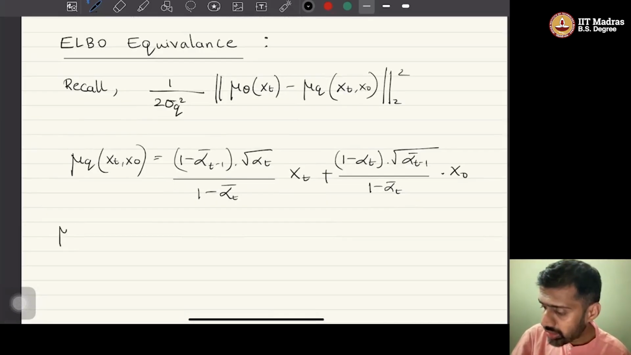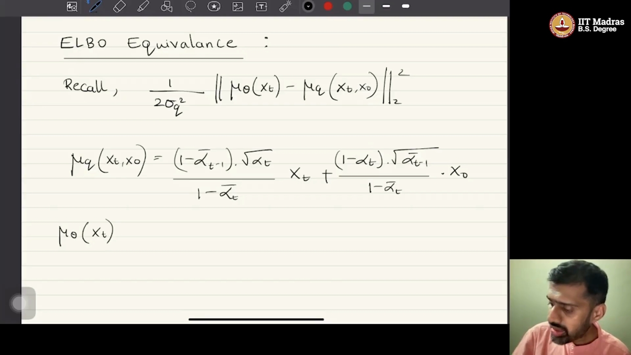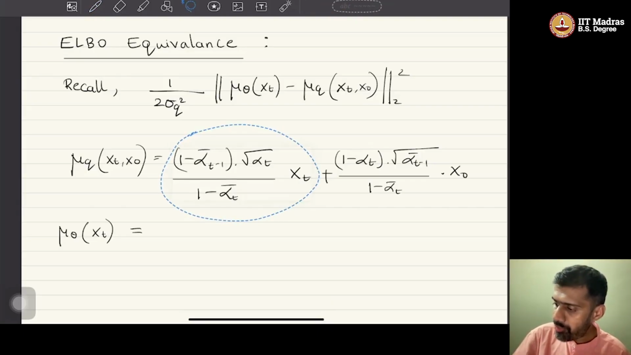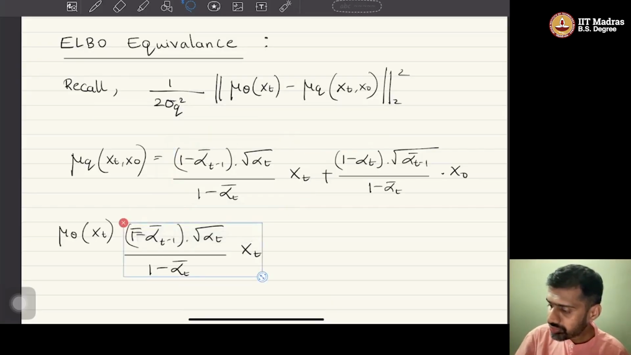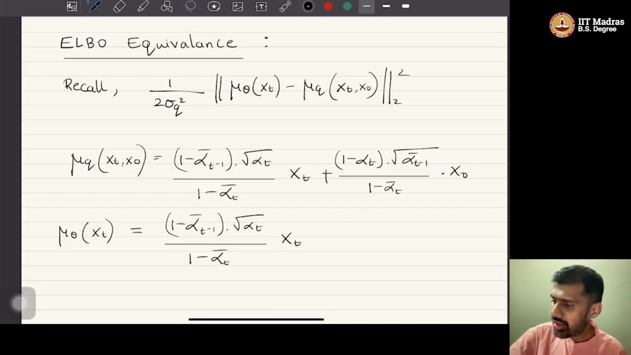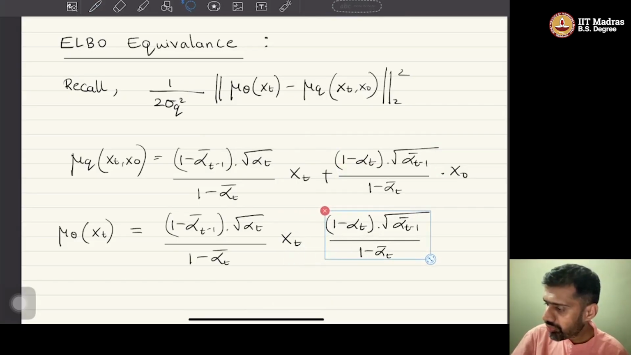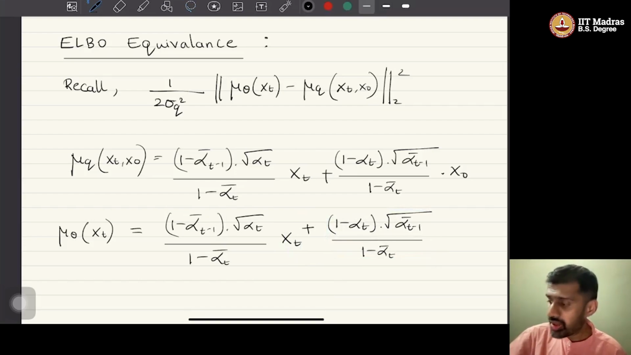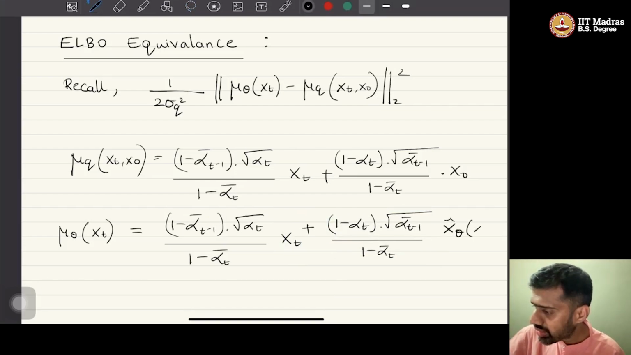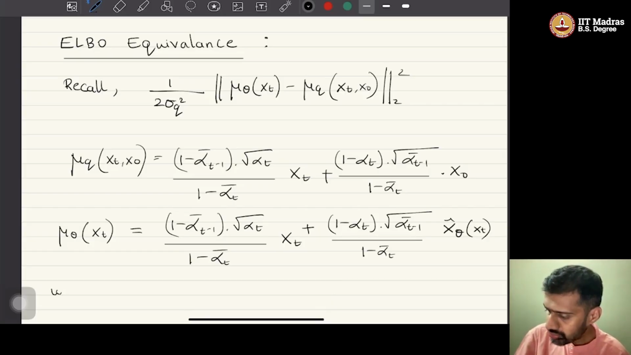Now we have mu theta. Okay, so the mu theta takes xt. So what we can do right now is that we can actually express mu theta also in terms of xt and something that we estimate. So how do we do that? We will just copy this particular term here and this constant as well. But instead of x naught that comes up here, I will write that as x theta of xt, okay, where x theta of xt is the output of the neural network.